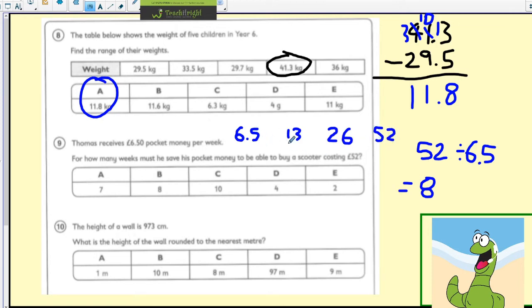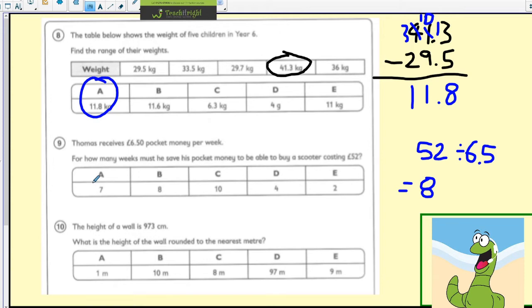So if you think about the number of weeks it would take to double your money that many times, 4 times, so it would be going from 1, 2, 4, 8. So 8 weeks. So a couple of ways you can get there. I personally quite like that one with doubling, just because I can tell the numbers are quite close. But you can also just do a division.